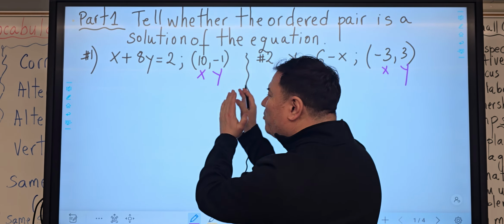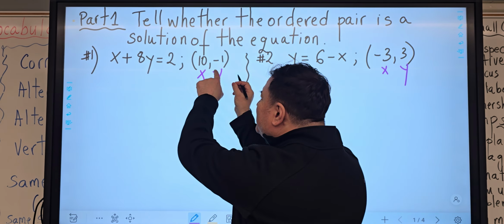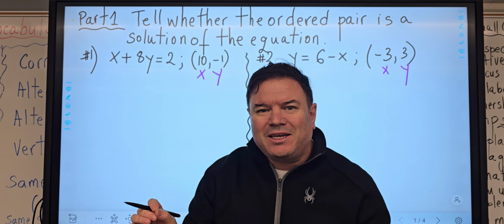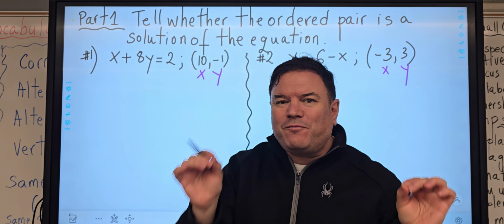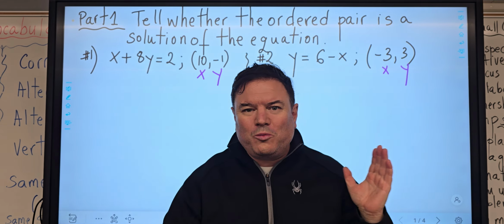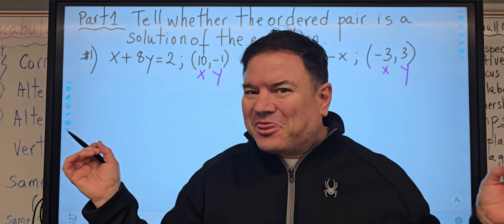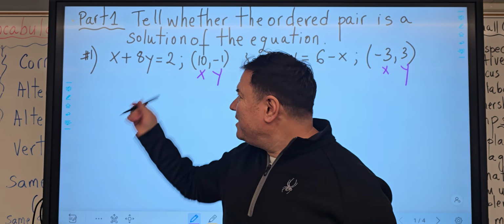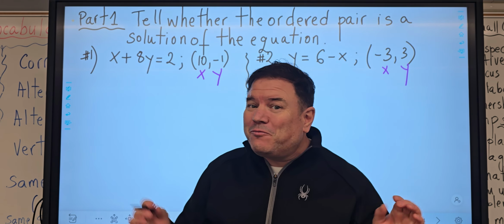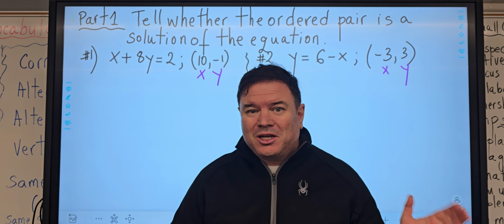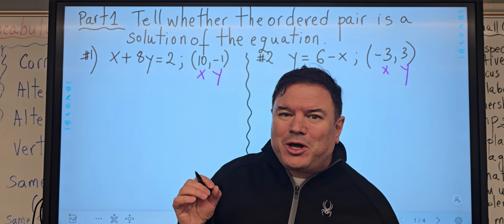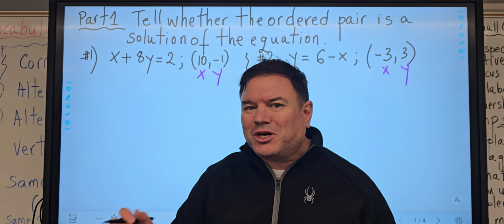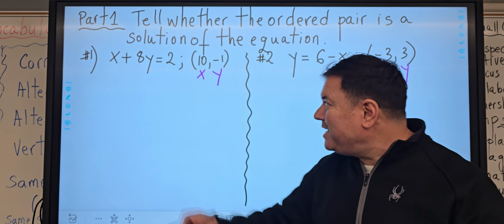After you label the x and the y, we are going to substitute the 10 and the -1 into the equation, and then solve it, looking to see if we get a true statement, a true balance. If we get a balance, then the answer is yes, (10, -1) is a solution of this equation. On the other hand, if we do not get a balance, if we get one number on the left side of the equation and a different number on the right side, then the answer is no, not a solution. Let's see what we get.